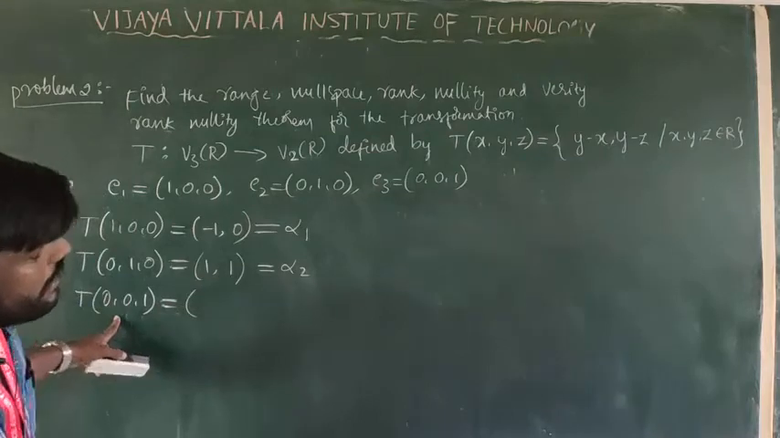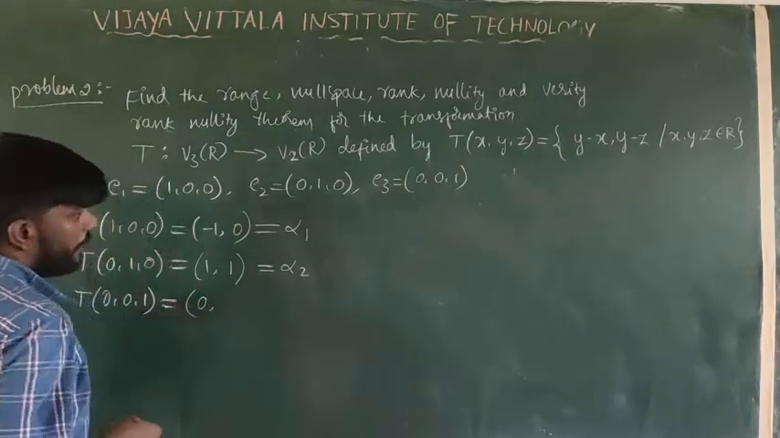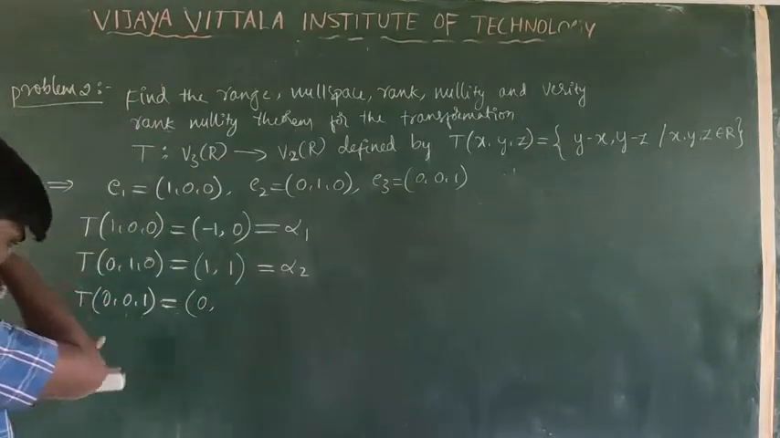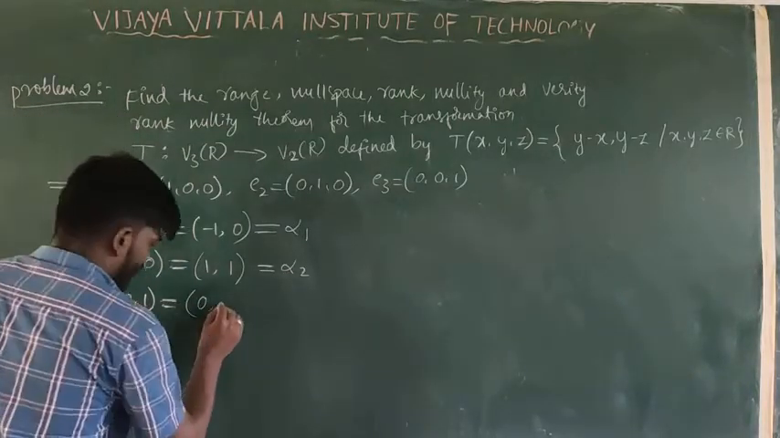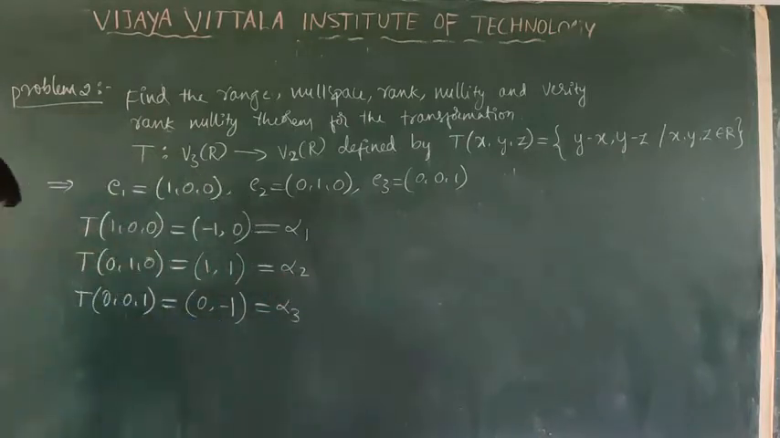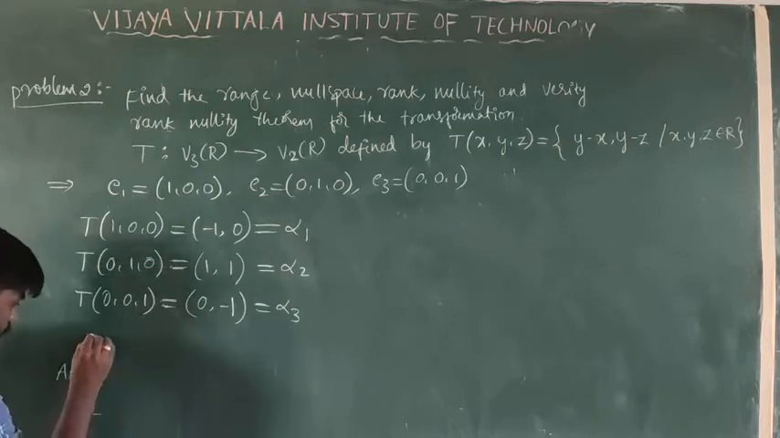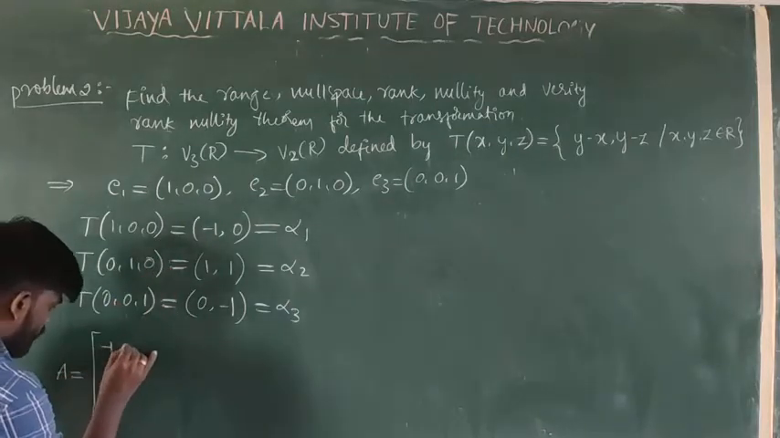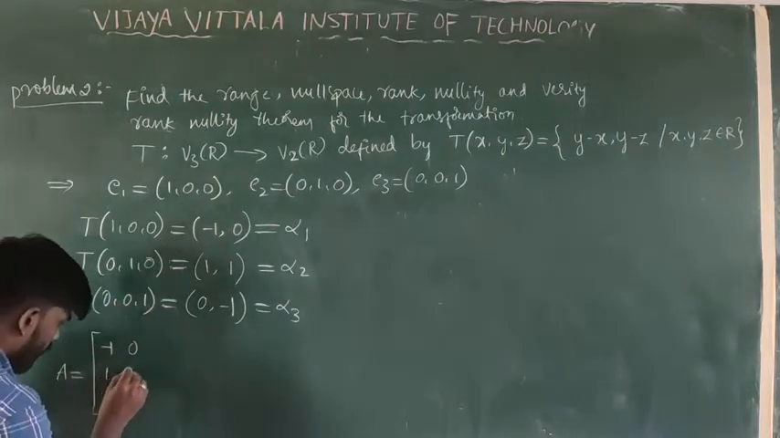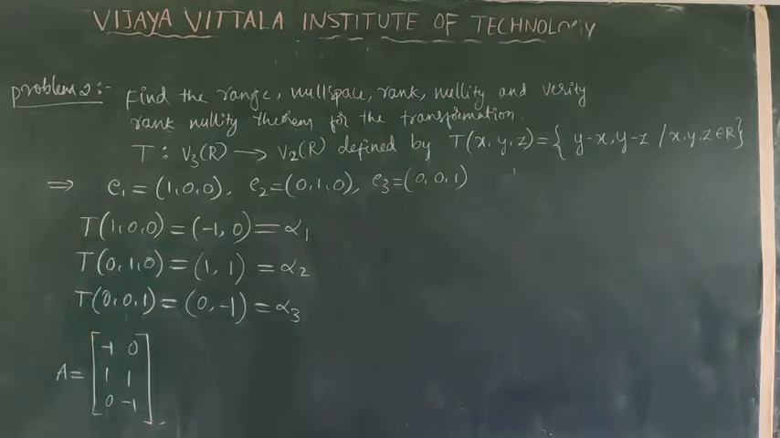We get y minus x, 0 minus 0 gives 0, comma y minus z, y 0 minus 1 gives minus 1. Call this as alpha 3. By using this, we write the matrix of the linear transformation, that is A equals minus 1 0 1, 1 0 minus 1. This is the matrix of the linear transformation.